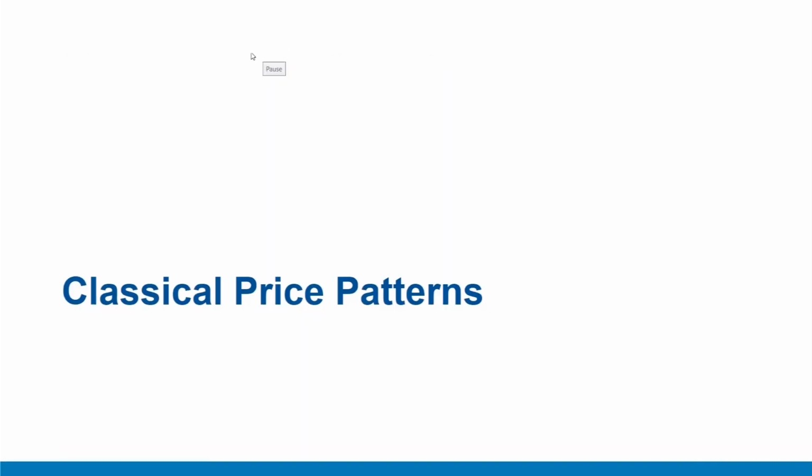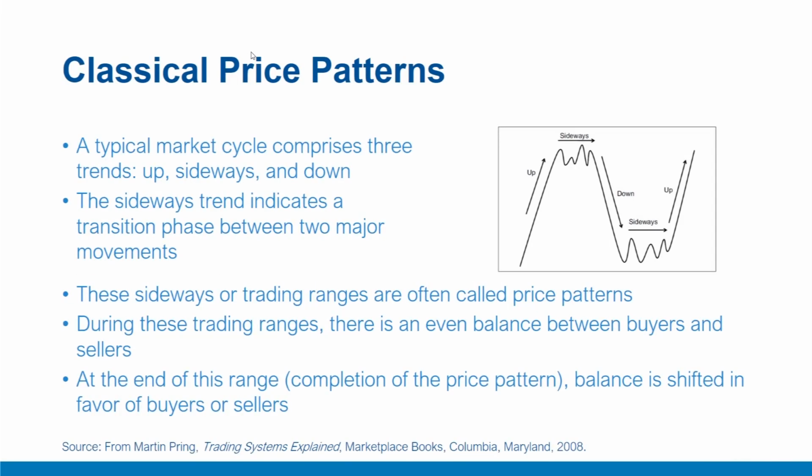Classical price patterns. In this video, we'll examine some of the often employed classical price patterns that are used to examine the strength of a price trend. Here in the figure, we have a typical market cycle in which there are three trends: up, sideways and down. The sideways trend is essentially a horizontal or transitional trend which separates two major market movements, for example up and down and up.